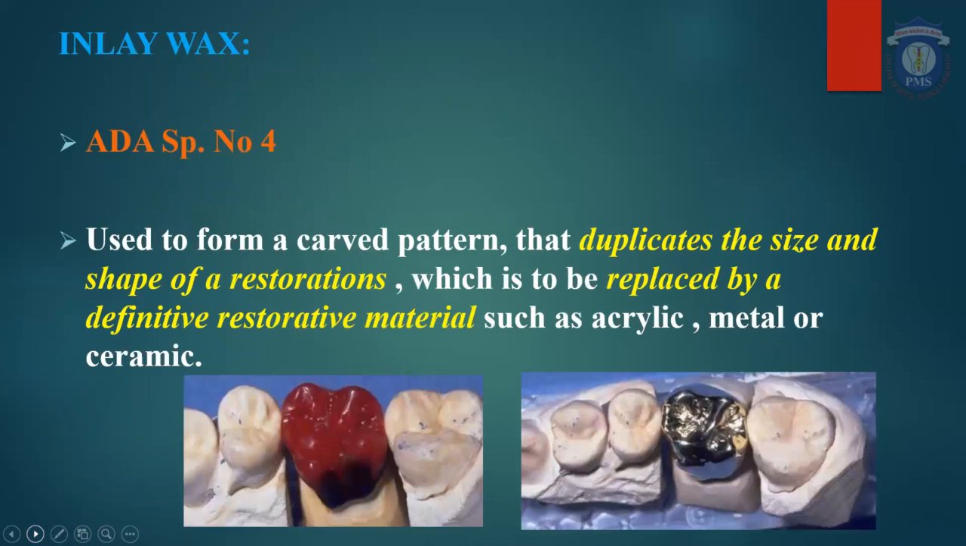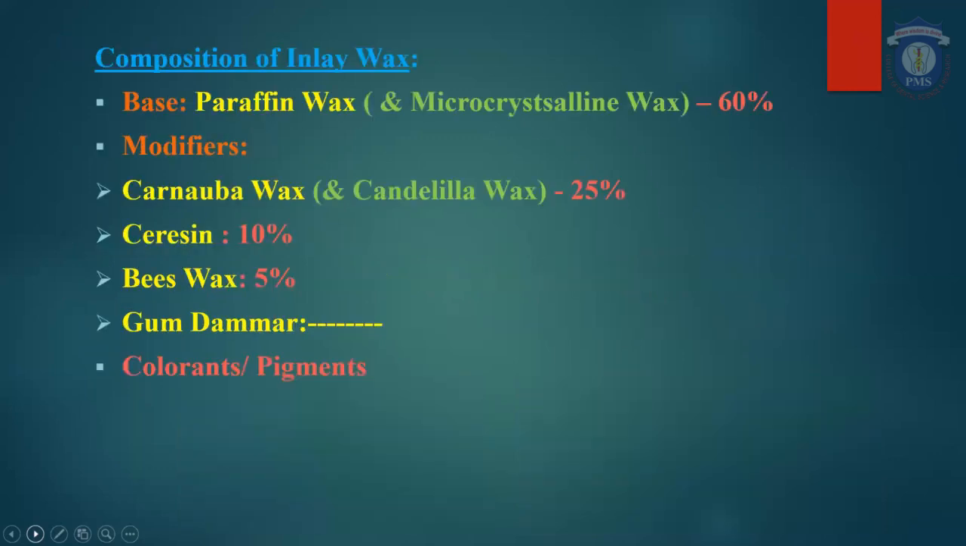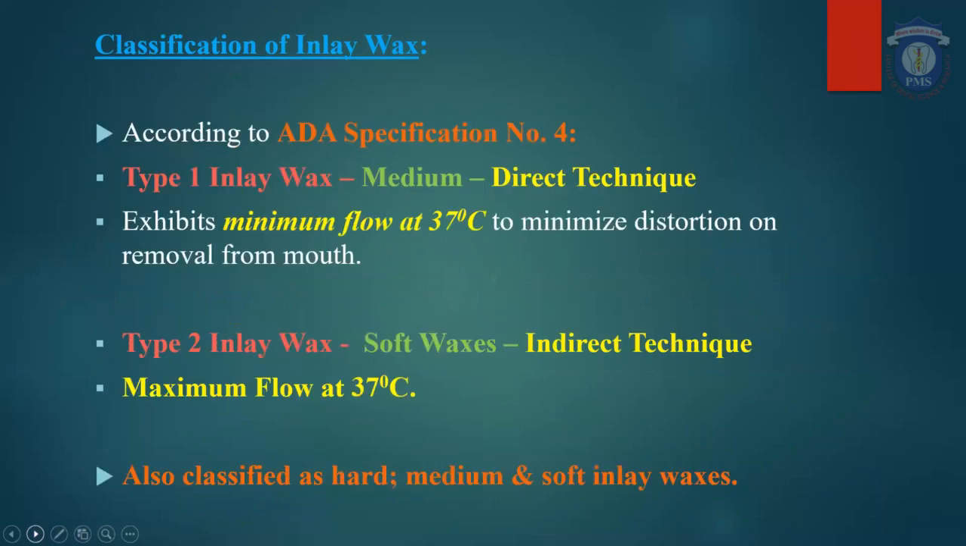And as I told earlier, inlay wax is used to form a wax pattern that duplicates the exact size and shape of the final restoration that will be replaced by a definitive restorative material. Now the composition of inlay wax, like all the waxes used for dental applications: we have paraffin wax as a base, or sometimes some microcrystalline wax, 60%, the major component. From viva point of view, it's also very important. Carnauba wax and candelilla wax 25%, ceresin 10%, beeswax 5%, gum dammar and colorants and pigments in very minute quantities.